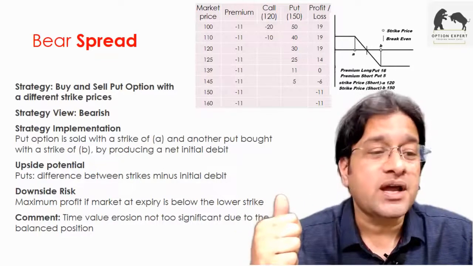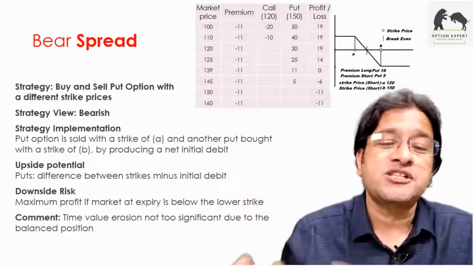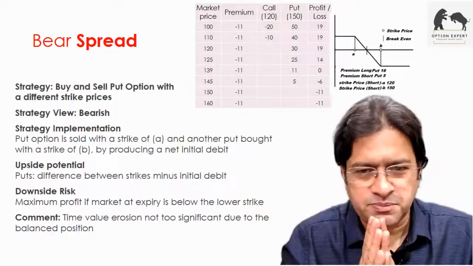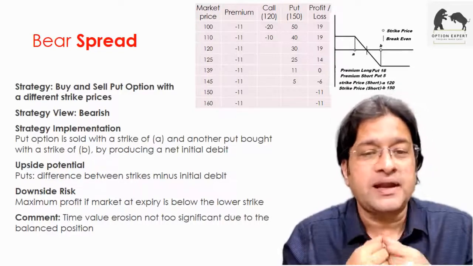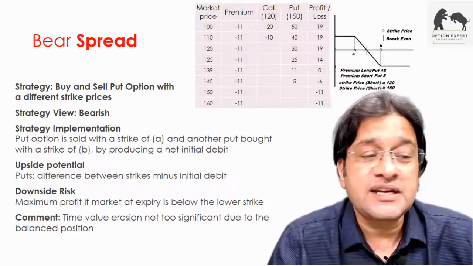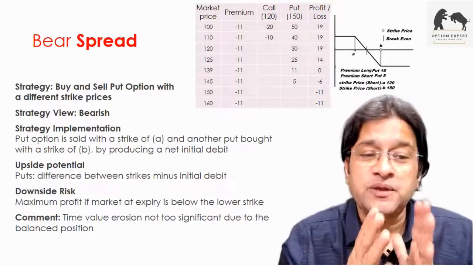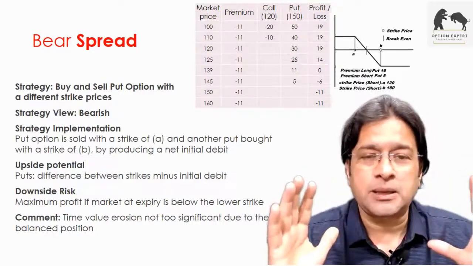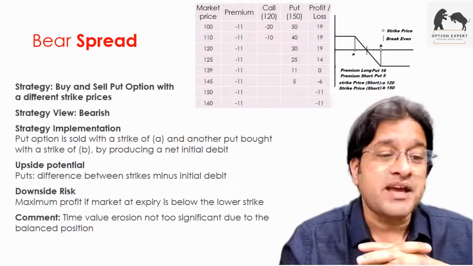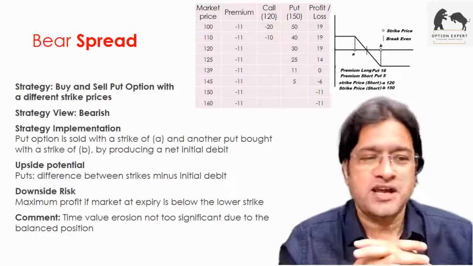how does this work? A put option is sold at a particular strike price and another put option is bought with a different strike price, producing a net initial debit, which means what you receive could be less than what you actually pay as premium. Now what is the upside potential? It is the difference between the strikes minus the initial debit, that is the maximum possible profit. The maximum profit is achieved if the market expires below the strike price.